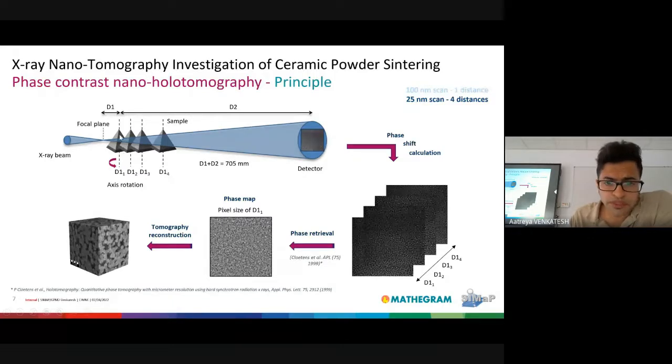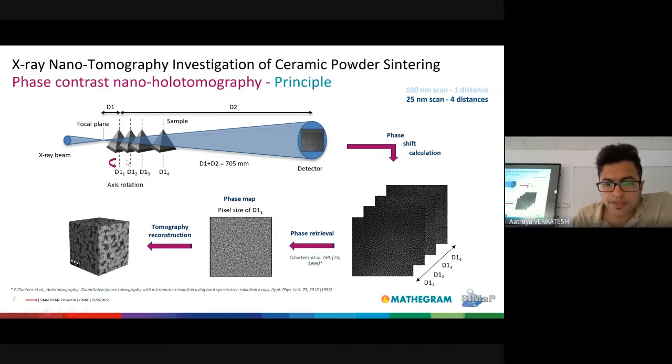Now, the idea is to move the samples relative to the focal plane. So the distance, that is the distance d1, while keeping the detector fixed, that is d1 plus d2 remains fixed. So bottom line, the idea is actually to get different magnification factors by moving these samples relative to the focal plane. So four sample to focus distances are used. And at each distance, a complete tomographic scan is then performed at a super brilliant resolution of say 25 nanometer.